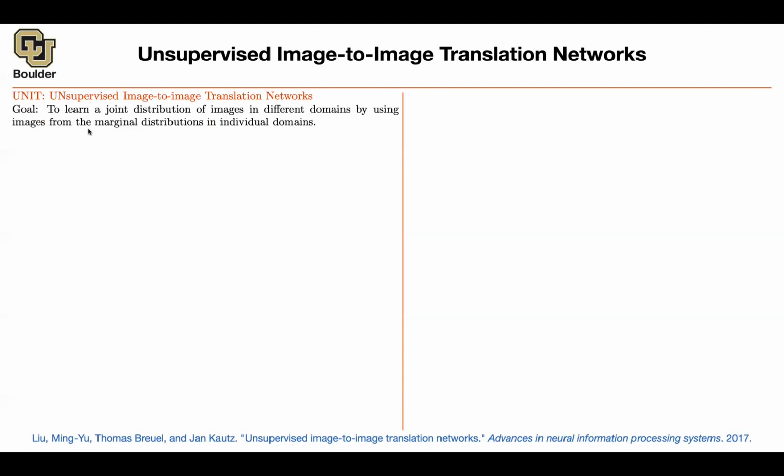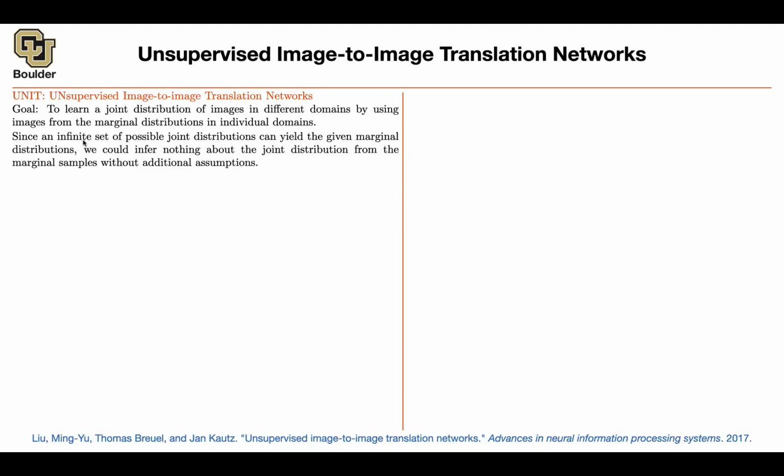There is some joint distribution on the entire space that is generating images from domain 1 and domain 2 in a joint fashion. But you don't have any information on the joint distribution other than the marginal ones. You have only samples from each one of those two domains. And the idea is that you want to learn that joint distribution. But there is an infinite set of possibilities.